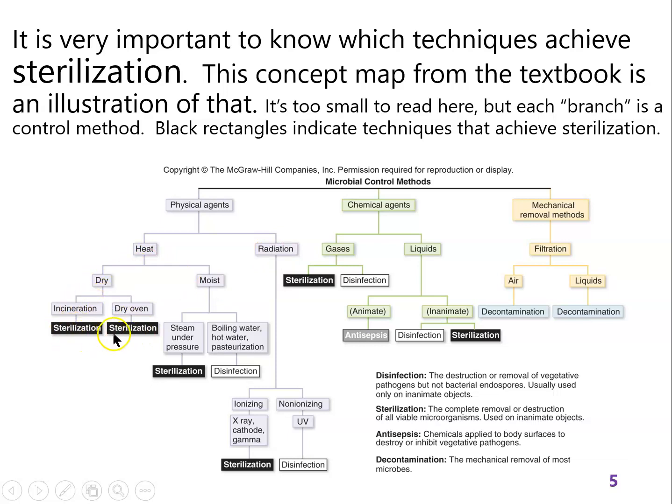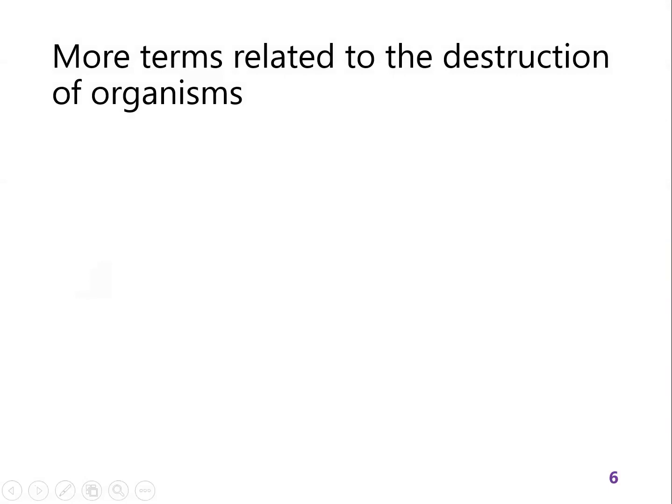This ending thing here tells you what it can achieve. And these can both achieve sterilization, so that's black. Whereas moist heat, like boiling water, cannot sterilize. It can only disinfect most of the time. And so it doesn't get that black seal of sterilization. So if you look through this at physical agents, some of them do not achieve sterilization. Some chemical agents do not achieve sterilization. So that's an important thing to know.